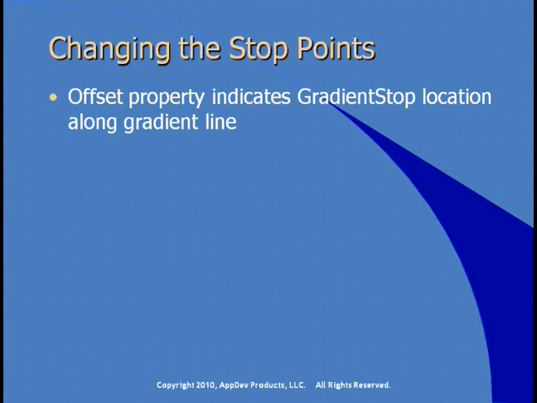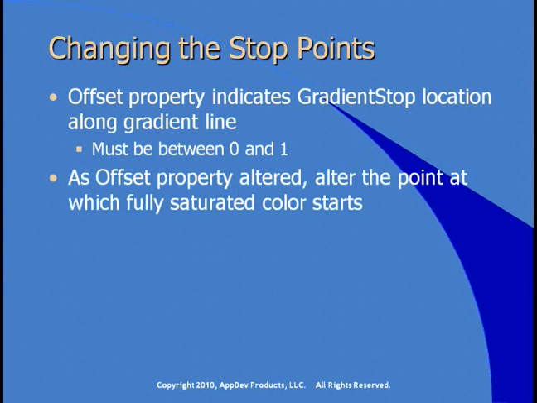The offset property indicates the gradient stop location along the gradient line. It has to be between 0 and 1. And as the offset property is altered, it alters the point at which the fully saturated color starts. Let's look at some examples which demonstrate this behavior.